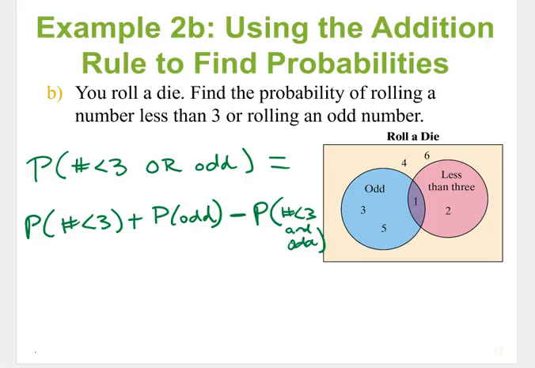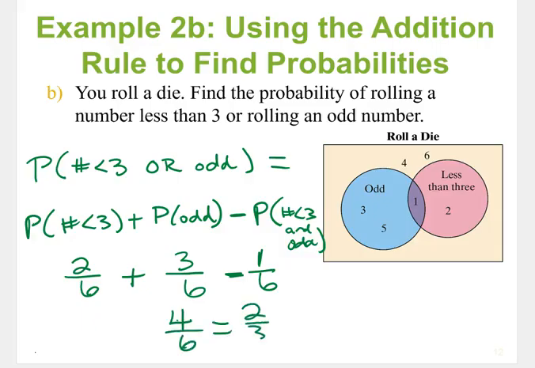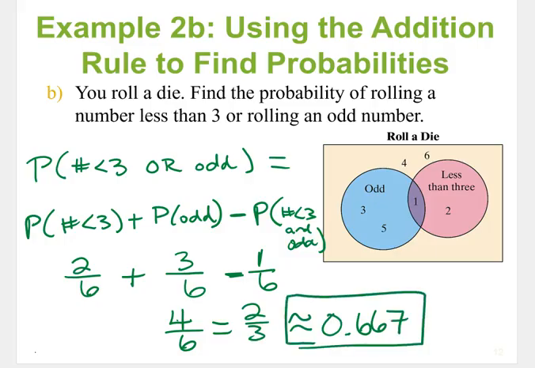So here we go. We have a 6 number space because there are 6 sides on that die. So numbers less than 3, there are 2 of them. So that is 2 over 6 plus the odds. There are 3 out of the 6 minus the overlap, which is the 1. We had 1 number out of the 6 that was overlap. So that gives me 4/6, which if they want you to simplify it, that's 2/3. But usually they want that decimal. So 0.667 if you round to 3 decimal places.